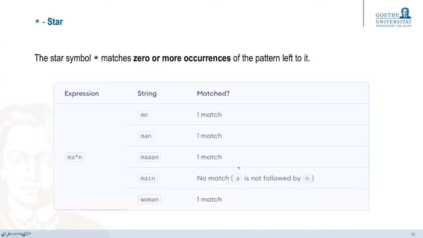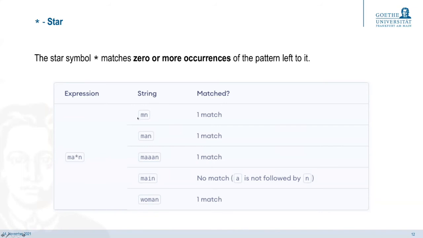But in the case of the word cat, the letter A is not at the end, so we have no match. The star matches 0 or more occurrences of the pattern left to it. So it is like saying it can have or not have this pattern. So we have this example, and it states that our expression could have or not an M and an A.